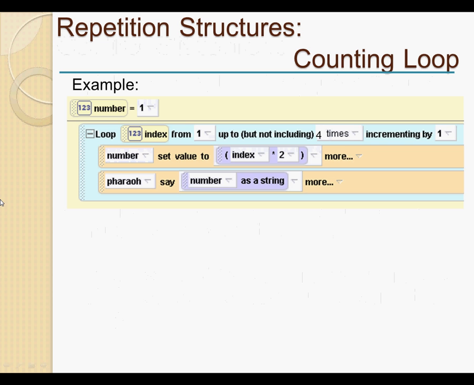So here's an example section of code. In this code, I've got a variable called number, and I've got a loop that is a counting loop. It's going to have a variable called index. This is the counter, and its index is going to equal 1 and go up to but not including 4 times, increasing itself by 1 each time I go through the loop. And each time I go through the loop, I'm going to run these statements here in orange.